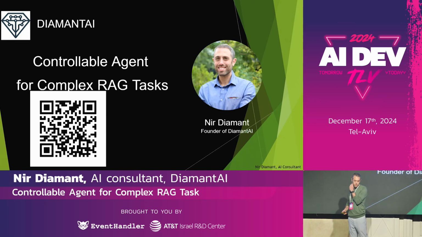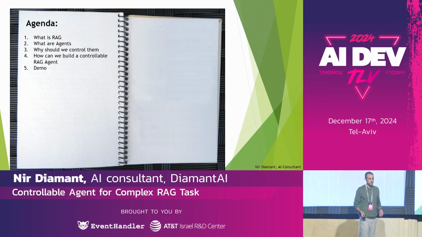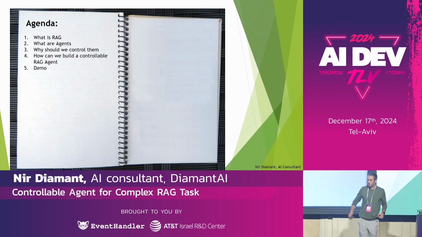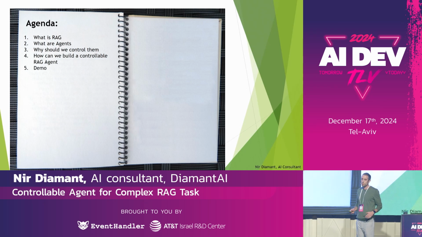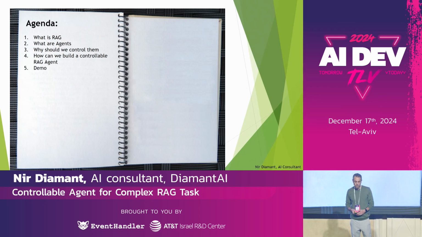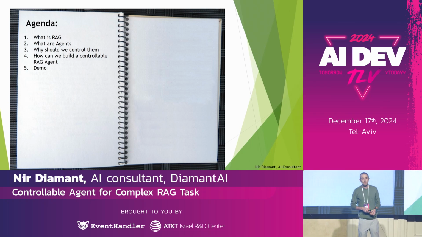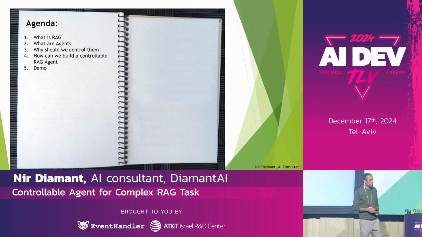This lecture today is going to be about controllable agents for complex RAG tasks, and I'm going to describe what that is. So the agenda, sorry if it's blinding you. The agenda is first, what is RAG? Then we're going to talk about what agents are and why we should control them. Then how we can build a controllable RAG agent, and a short demo at the end.